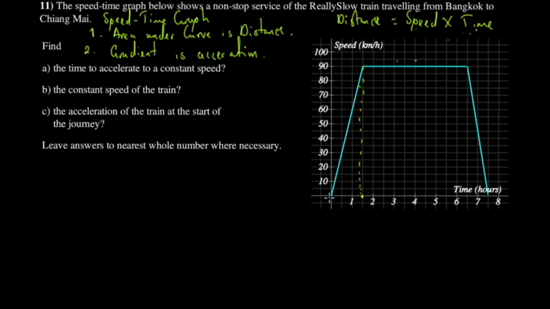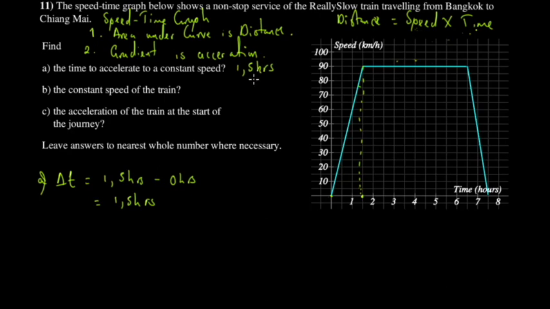So from here, part A, delta t equals this one minus this one. That's 1.5 hours minus 0 hours, so you just get 1.5 hours. That's the duration. Okay, so 1.5 hours.